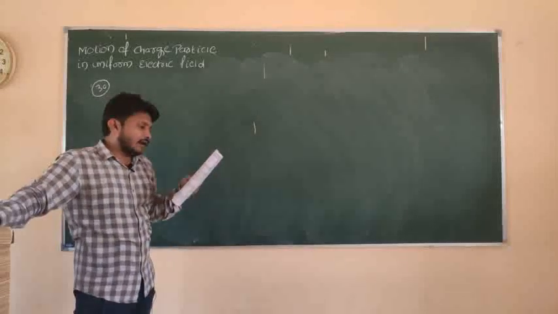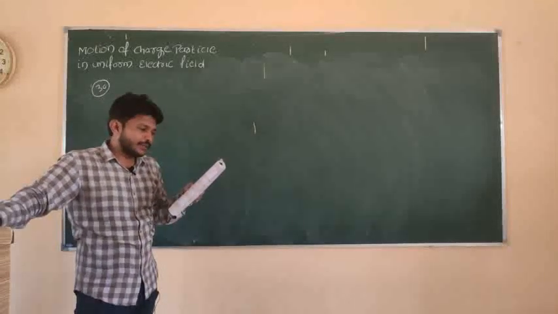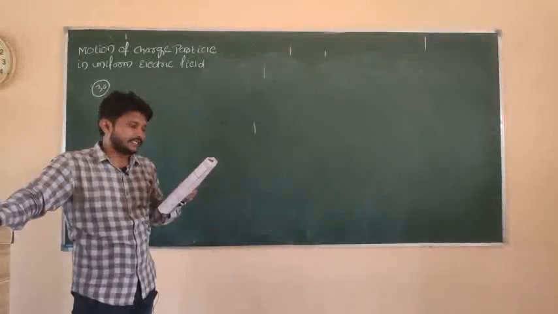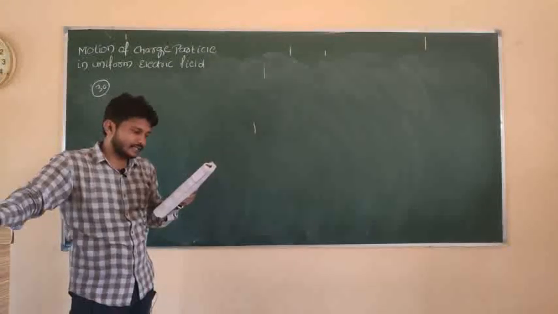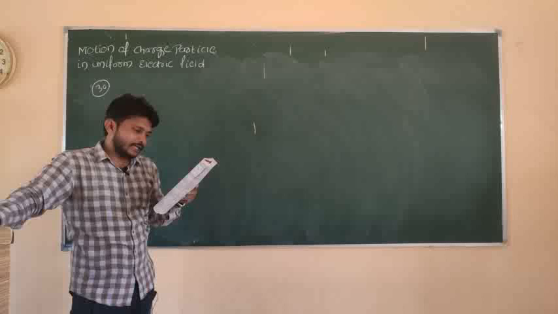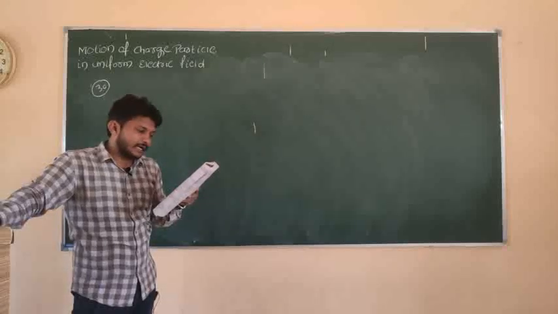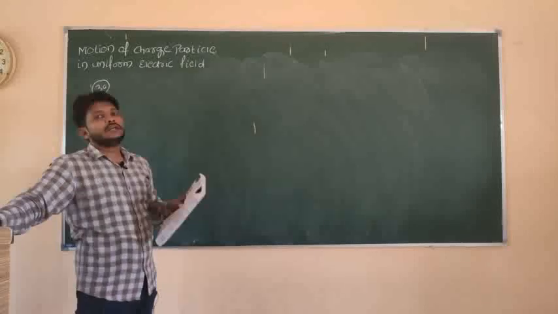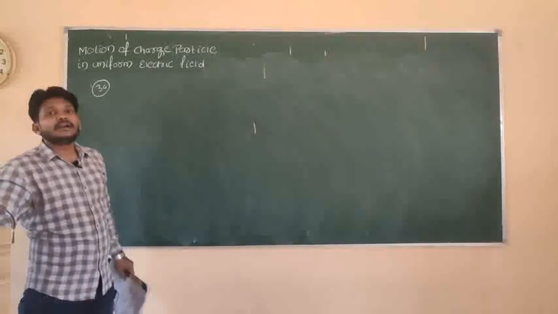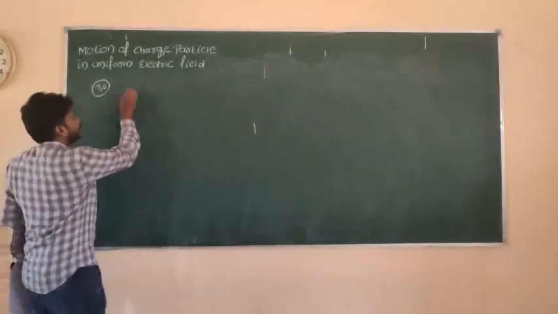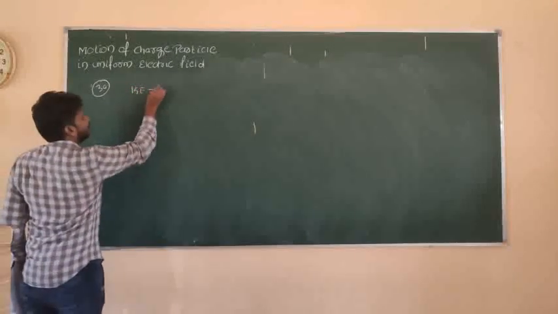A particle of mass m and charge q is placed at rest. So it is placed at rest, meaning initial velocity is 0, in a uniform electric field E and released. Then the kinetic energy attained by the particle after moving a distance y is? So which thing do I need to calculate here? Kinetic energy. So what is the generalized formula for kinetic energy?